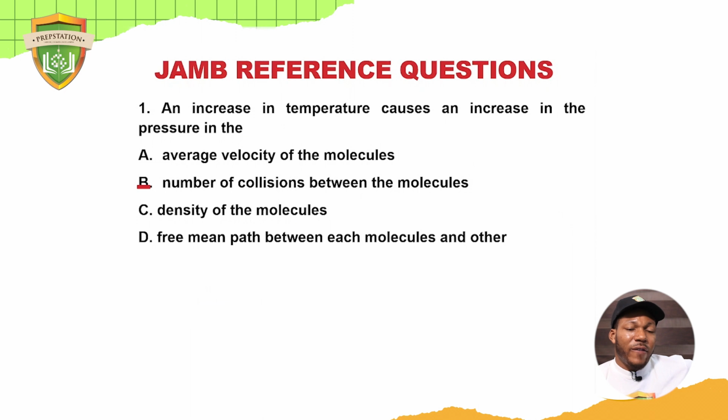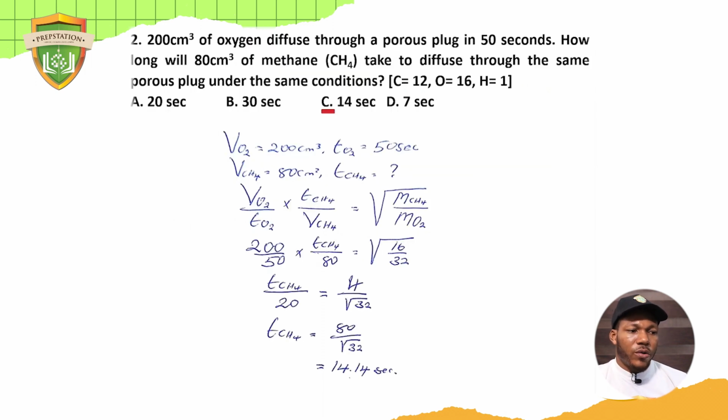All right, this is a very broad topic. I'm just trying to summarize it in the course of this video. You can consult your textbook for deeper explanation. All right, example 1 says an increase in temperature causes an increase in pressure in the number of collisions between the molecules. If you increase the temperature, there's a tendency to have high kinetic energy. All right, so the molecules of the gases will bombard each other faster and also the walls of the container.